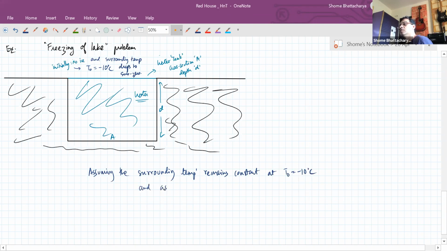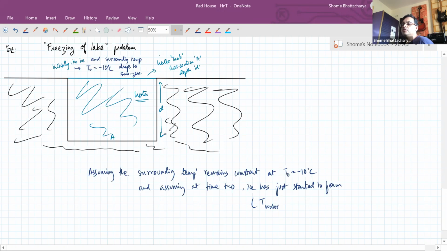and assuming at time t equal to 0, ice has just started to form. That means the temperature of the water has come down to 0 degrees C. Before this, the temperature might have been larger than 0 degrees C, at higher temperature, because it was summertime. But as winter hits, the temperature first goes to 0 degrees C for all the water. And after that, the ice starts forming or the water starts freezing.